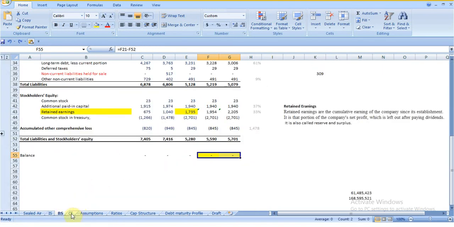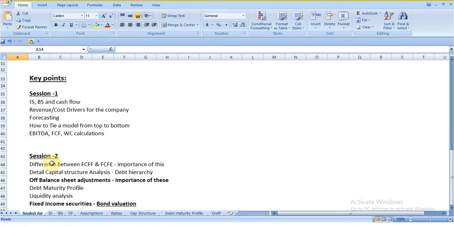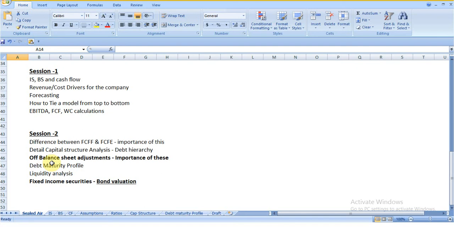So that's broadly what I was supposed to cover in this session. Our second session's focus will be more on the EBITDA calculations, free cash flows, the importance of free cash flows, and the difference between free cash flow to firm and free cash flow to equity. We will also look into the detailed capital structure analysis, all the off balance sheet adjustments, what the importance of those is, and how we create a debt maturity and liquidity profile. And in the end, we will see the bonds: what exactly is happening with the bonds, and where these are trading.